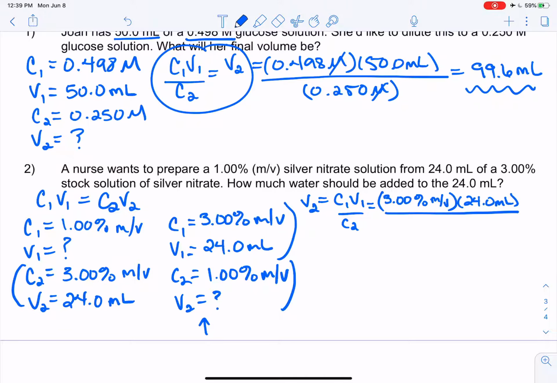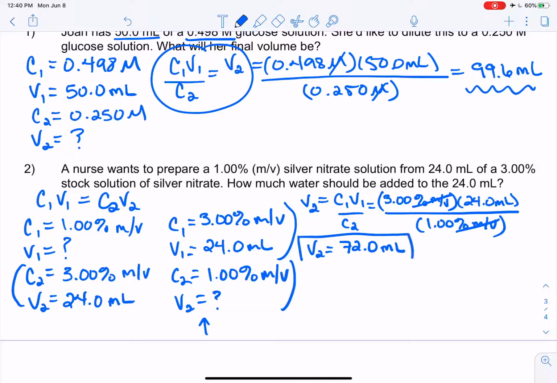And we divide it by C2, which is 1% M over V. So the percent M over V cancels out, and we have 3 times 24 divided by 1. That's going to give us a V2 of 72 milliliters.